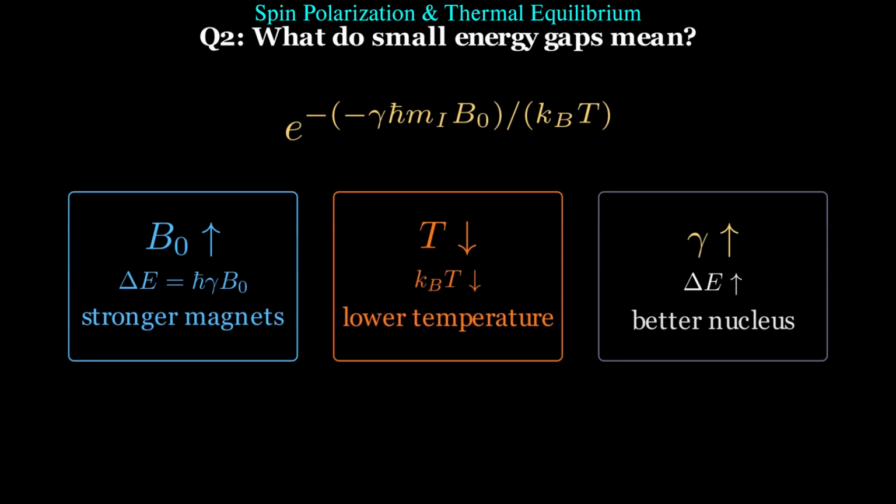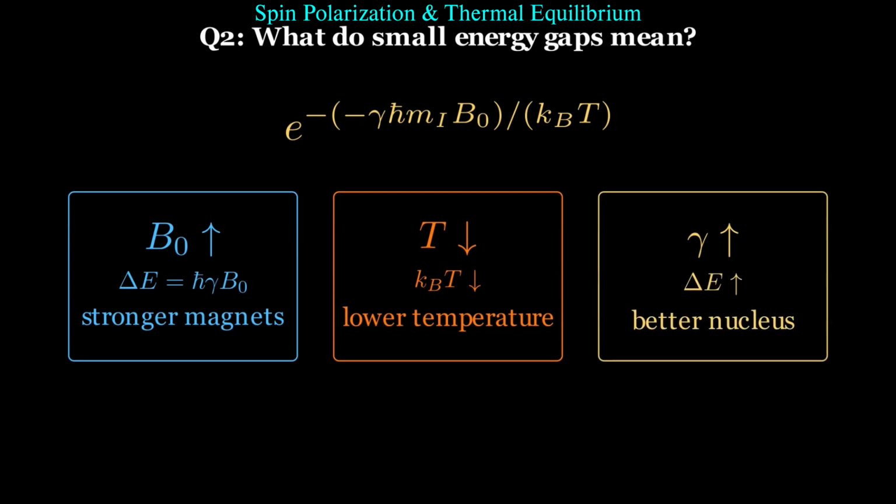If we decrease the temperature, then kT gets much smaller, and that means the energy gap becomes more important compared to the thermal energy of the environment. So lower temperature also increases the polarization, but if you decrease the temperature substantially, then you're not going to be working with a liquid anymore. Your sample will freeze into a solid, and solid state NMR is a complex catastrophe in itself, so temperature typically isn't tampered with. Now there's a third factor, and that's just the nucleus itself.